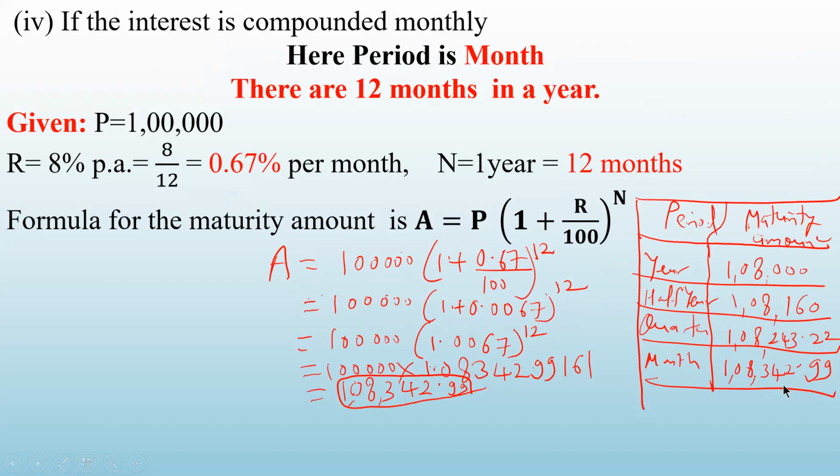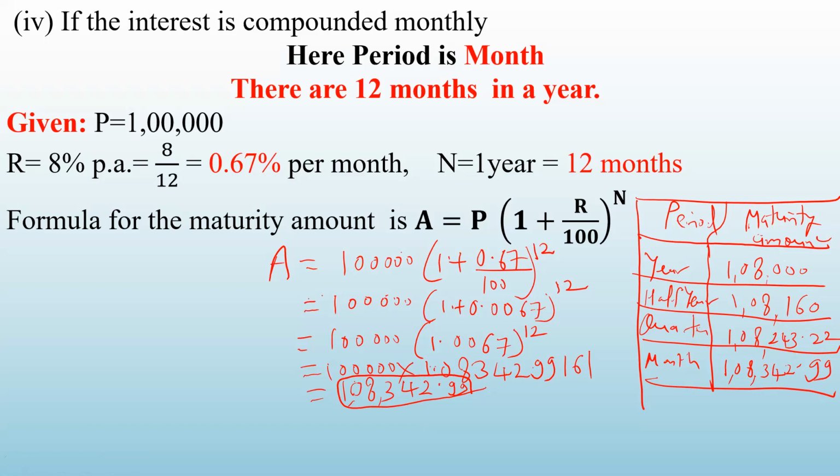Now compare these values. What you noticed is that you are getting the maximum maturity amount when the interest is calculated monthly. So what is the conclusion? The more often the interest is calculated, the more is the accumulated value or the maturity amount. See here, the amount is increasing. So the more frequently the interest is compounded, the more will be the accumulated value or the maturity amount.